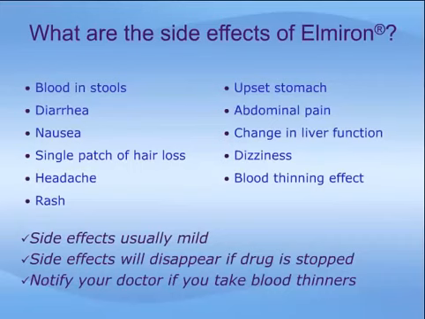Elmiron has been shown to be generally well tolerated. Side effects are generally mild. They do not cause many people to stop the drug, and if bothersome, they do go away once the drug is stopped. The most common side effects are blood in the stool, diarrhea, nausea, hair loss, headache, rash, upset stomach, abdominal pain, liver function changes, and dizziness.